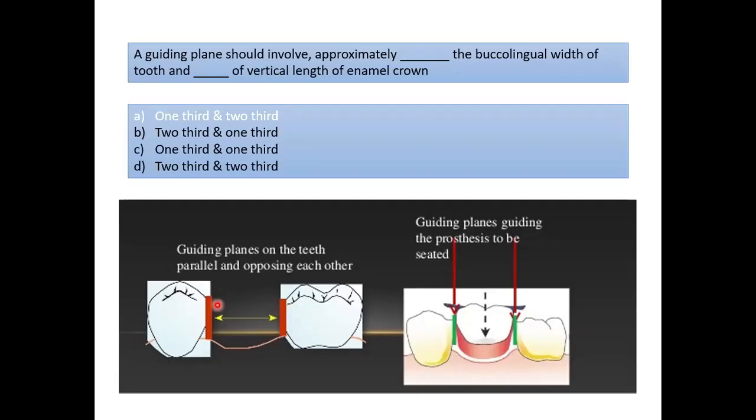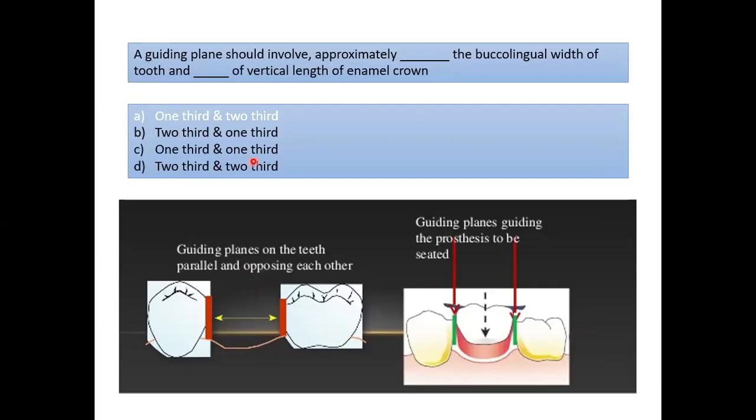So guiding planes on the teeth: if you are replacing this tooth, you should plane the distal surface of this premolar and the mesial surface of this molar parallel, so that your processes will sit and exit without any hampering.